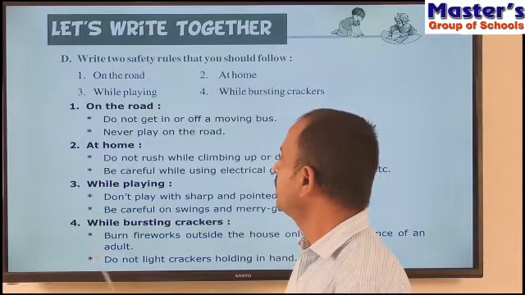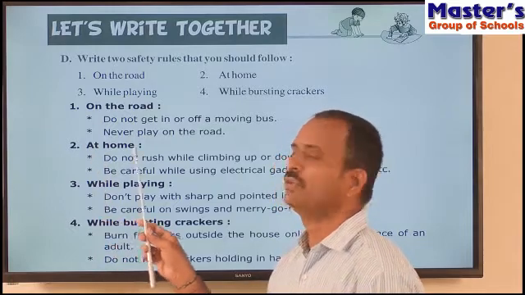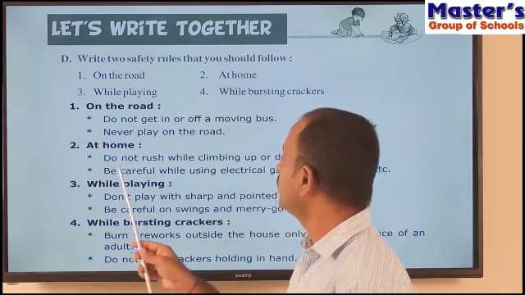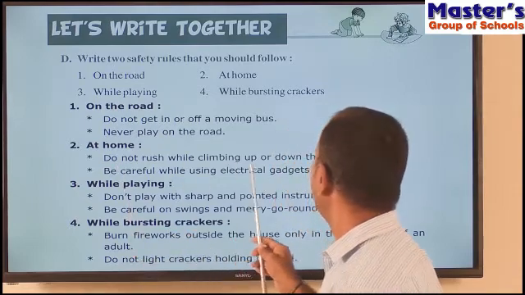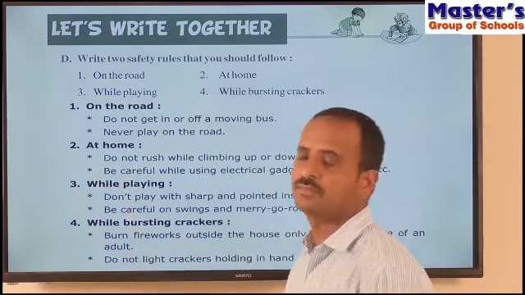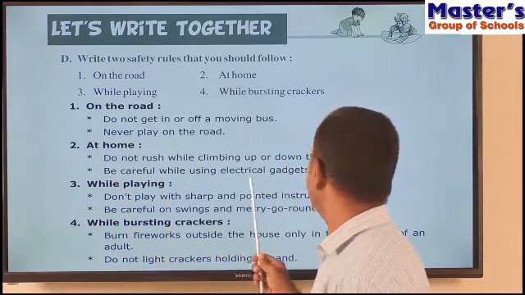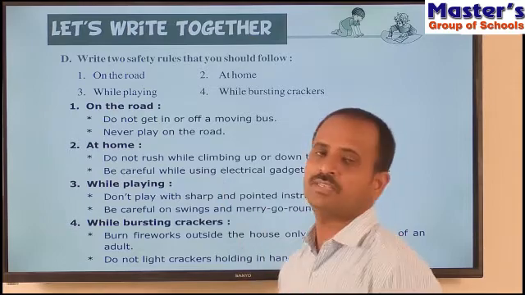And see the second one, at home. So what are the safety rules we have to follow when we are at home? So what is the first one? Do not rush while climbing up or down the stairs. And the second one is be careful while using electrical gadgets and knives, etc.